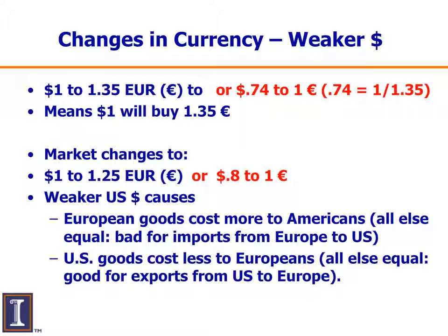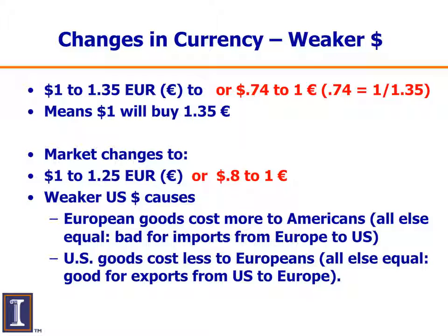And here, 1 euro used to get $0.74. Now it gets $0.8. So if a good costs 1 euro in Europe, it used to cost $0.74 here in the United States. Now it will cost $0.8. Conversely, U.S. goods will cost less in Europe, and it used to be, if we had in this example, it weakened.